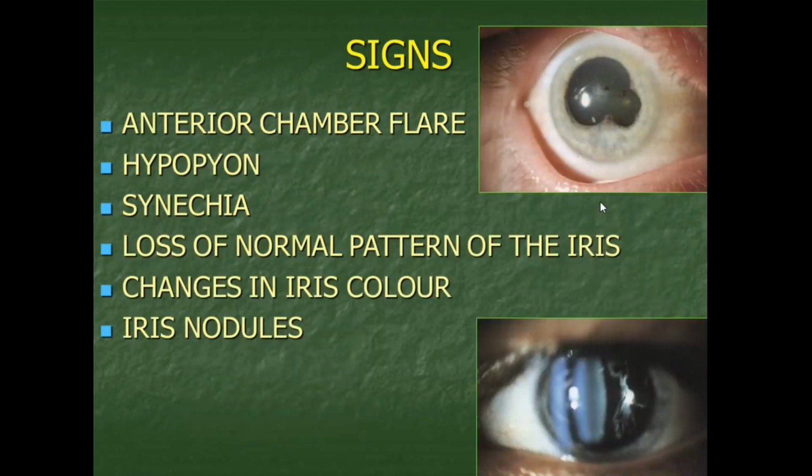In the anterior chamber, we can see flare. In severe cases, hypopyon. On this picture, you can see synechia. It's a connection between the iris and the anterior capsule of the lens. Or we can see loss of normal pattern of the iris, changes in iris color, and iris nodules.